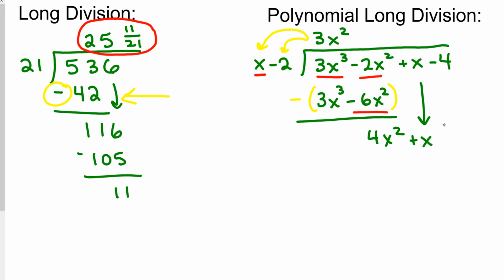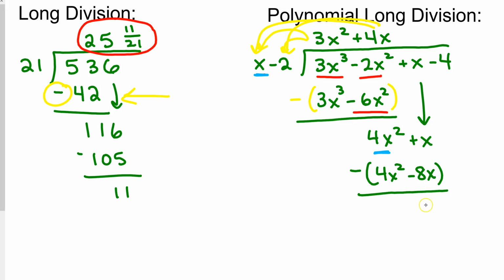Then you go through it again. So does x divide into 4x squared? Why, yes, it does. X times what would be 4x squared? It would be x times 4x. So that goes up there. And then the 4x gets multiplied by both of those. So 4x times x is 4x squared. 4x times negative 2 is minus 8x. And then we're going to subtract that whole thing. And when we subtract, we end up with 9x. There's one more to bring down, so we bring down the next one.